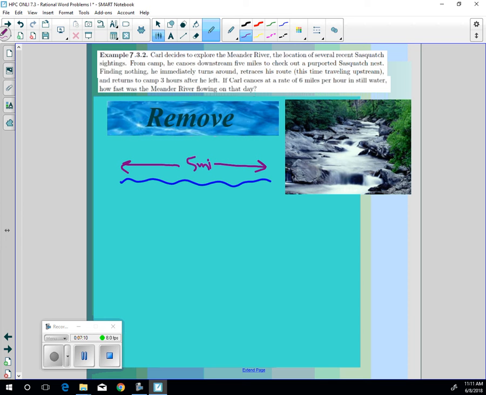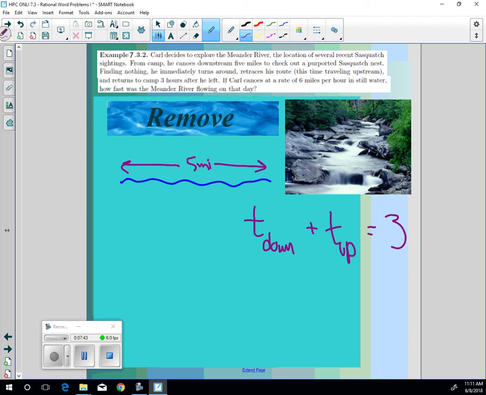Okay? Check out the nest. Finding nothing, he turns around, this time traveling upstream. He returns to camp in 3 hours. So the time going downstream plus the time going upstream, because he goes over and back, is going to be 3 hours. So again, break it into time adding or rates adding or distance adding. We're going to do that.